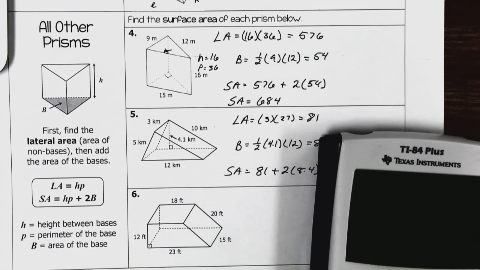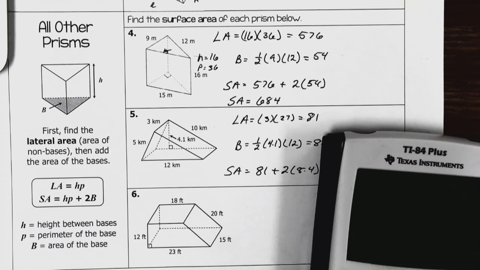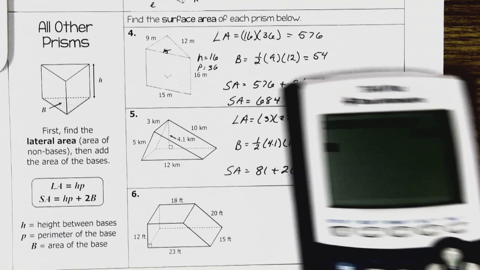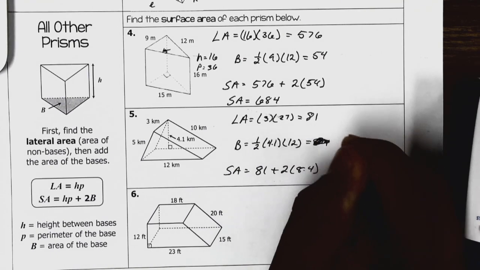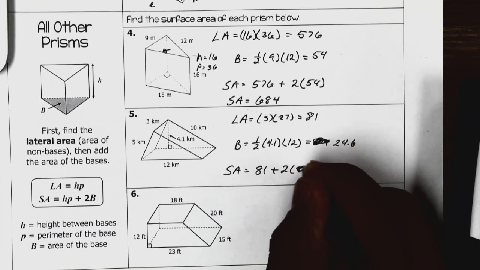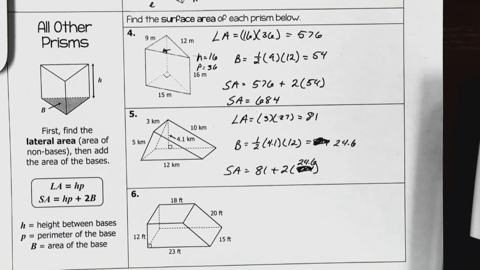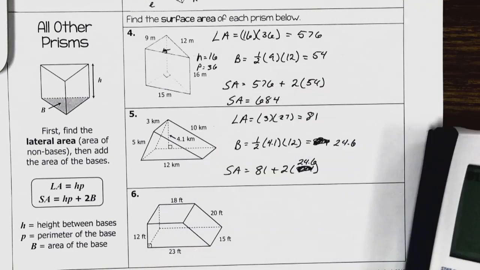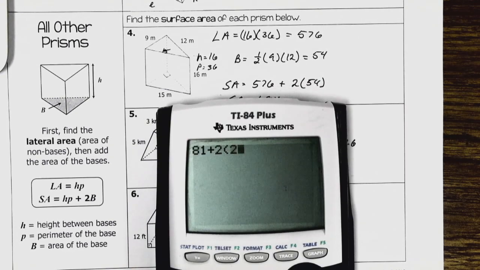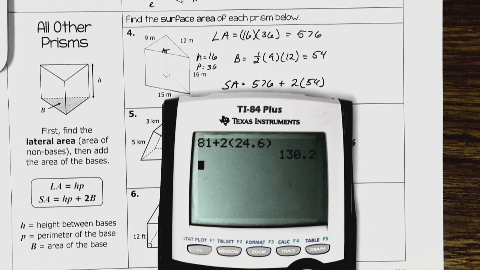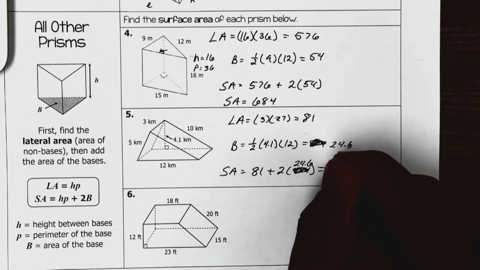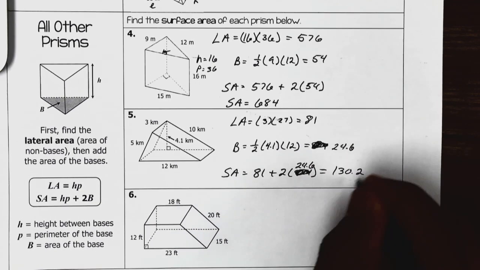Hold on, let me check something real quick. Says I got it wrong. Oh, okay, there it is. I think I typed it in wrong. So this is actually 24.6. So sorry. 24.6. There it is. So this should be 24.6. Okay. So let's try that again. 81 plus 2 times 24.6. There it is. Okay, that's the correct answer, 130.2. So that's what surface area is equal to.